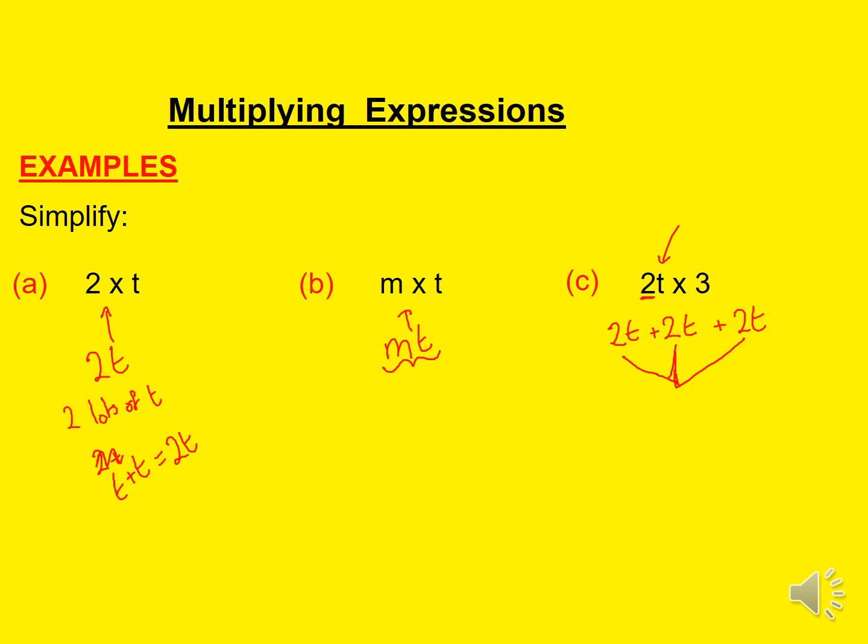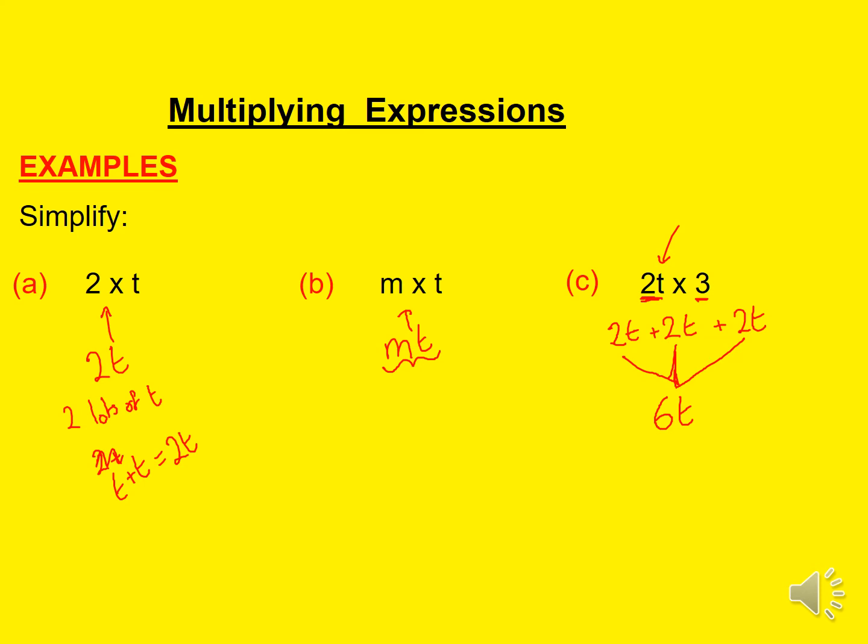So when we saw yesterday, we saw if we've got the same term, we can add them. So we do 2 add 2 add 2, which is 6t. So what pattern can we see? We've got 2t times 3. What have we done to 2 and 3 to get 6?